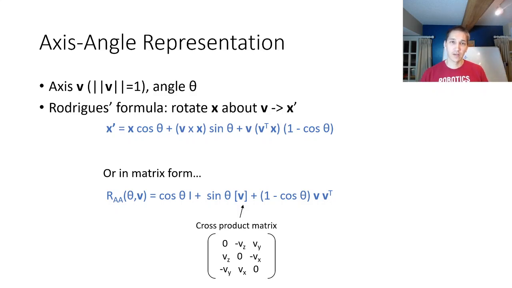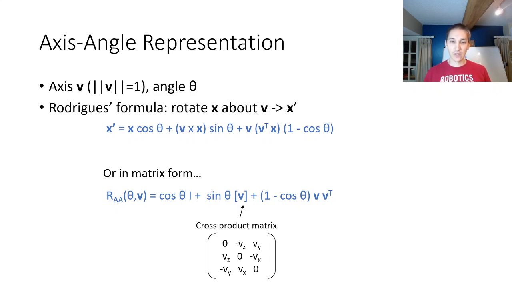Rodrigues' formula, created by Mr. Rodrigues, figures out how to rotate a point x about that axis by essentially thinking about how x can be decomposed into the component along the axis itself and an off-axis component. I'm not going to go into the details of how to derive this, but in any case, you can represent this rotation formula in matrix form to derive the rotation matrix for any axis angle representation.